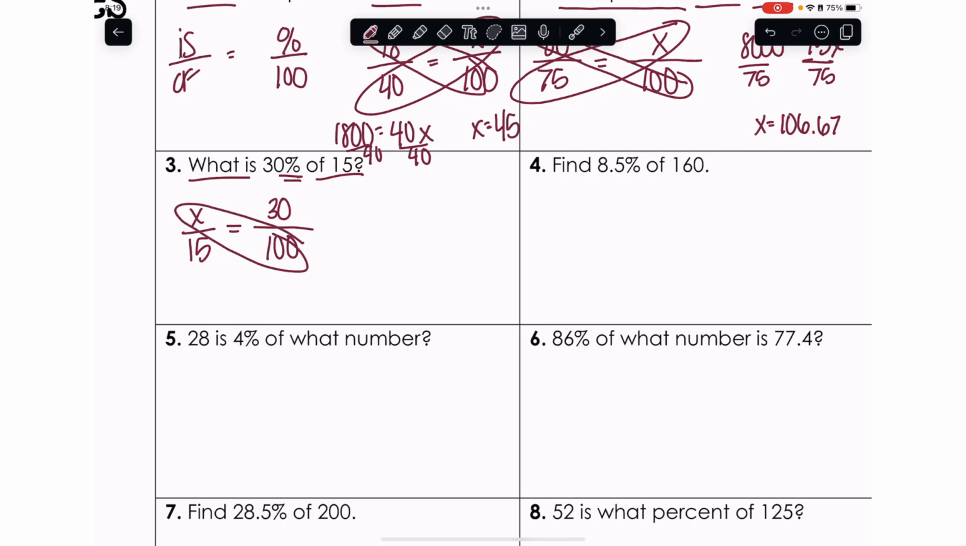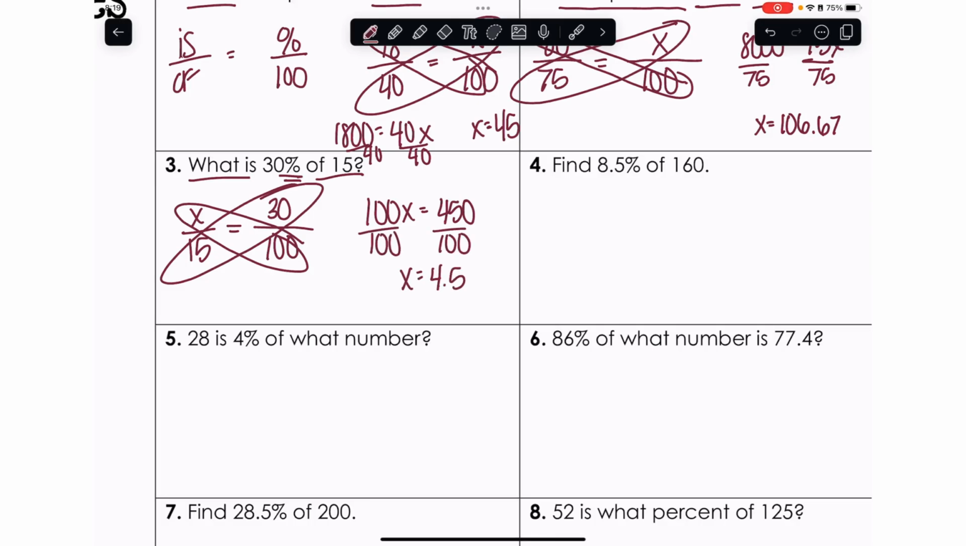So I'm going to now cross multiply. So we have 100x equals 30 times 15. That gives me 450. And then when I divide by 100, I get x equals 4.5. And it's okay to get decimals here. We will often get decimals. So what is 30% of 15? 4.5. That would be like saying I bought something for $15 and I got 30% off. I would say $4.50. That's kind of the application for this.